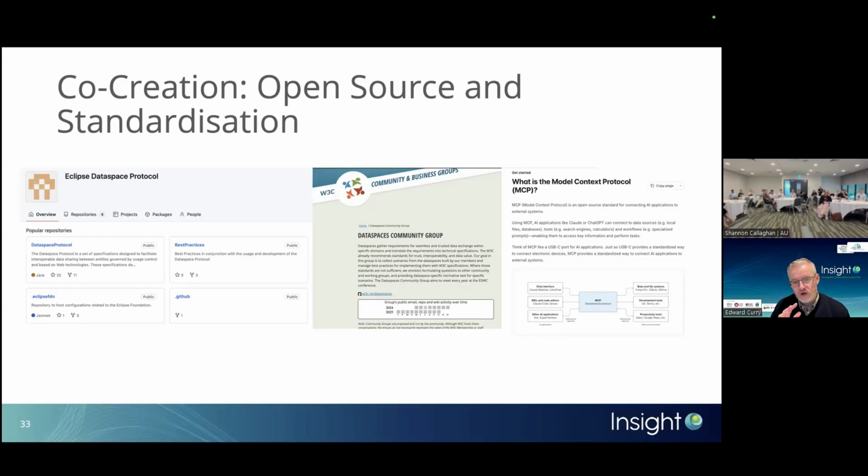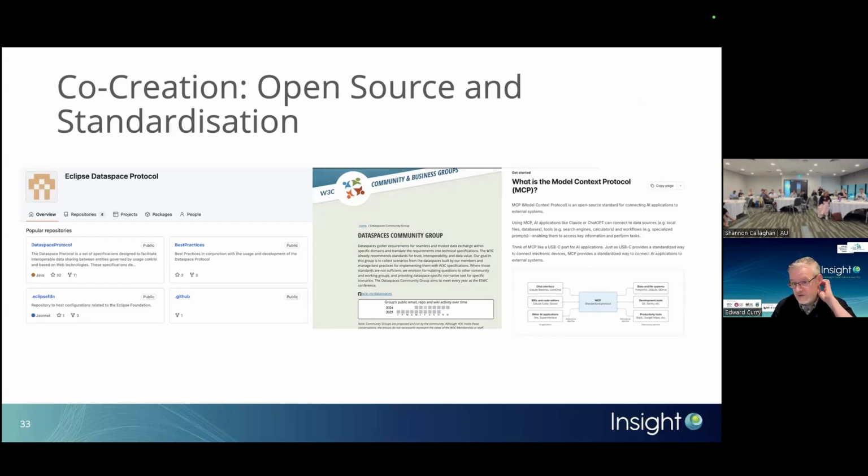And then also to point out other things that are happening, not quite a standard, but more of a de facto standard: the Model Context Protocol, so MCP. I'm not sure if anyone in the room is familiar with MCP, but if you're not, I would highly recommend you look at it. MCP is possibly a candidate to deliver a global data space on a de facto standard.